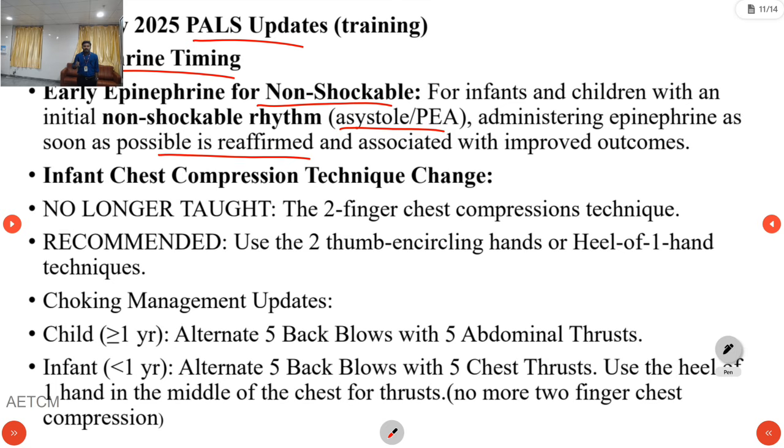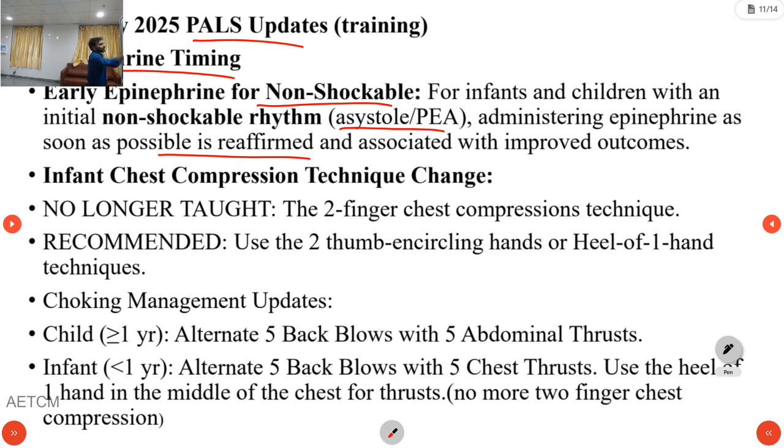So if you have a patient who has a non-shockable rhythm of cardiac arrest, that is asystole or PEA, especially as we are discussing regarding PALS updates, go ahead directly, as early as possible, with the drug adrenaline.